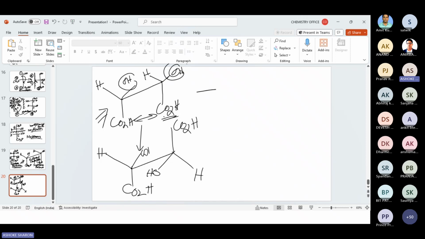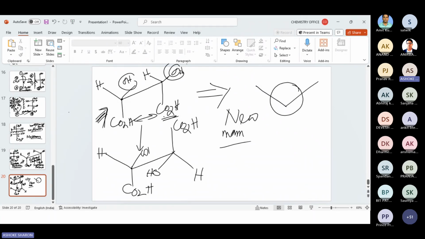Now, if I try to convert from here to the Newman projection formula, which is another projection formula, how can you convert? I put my eye from here. For the Newman projection formula, you have to draw a circle first. Then your eye is here. This carbon you visualize first, so that will be your front carbon: H, OH, CO2H. Clear? So which carbon is the back? That one.